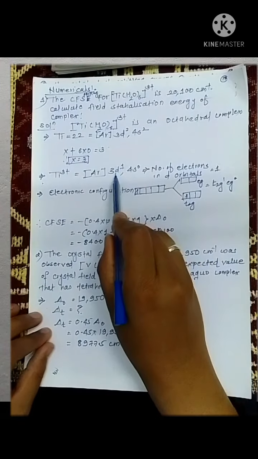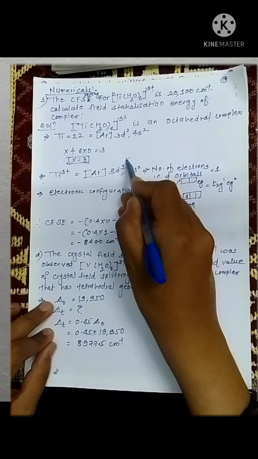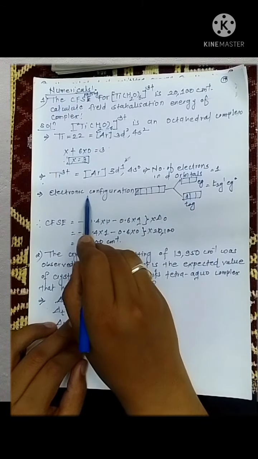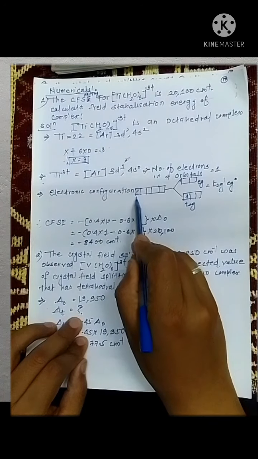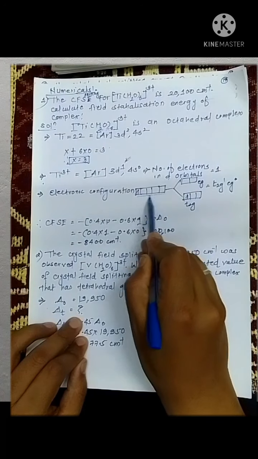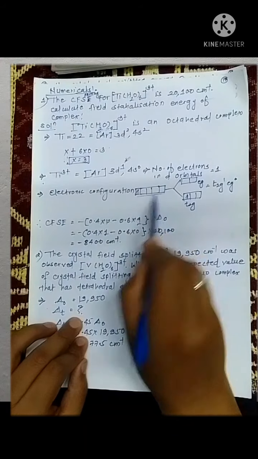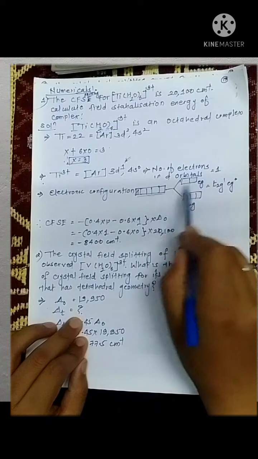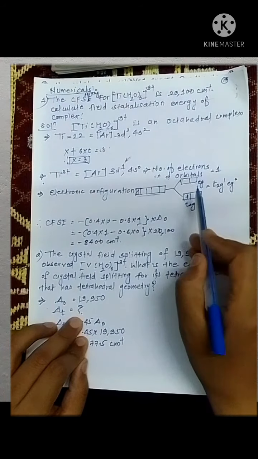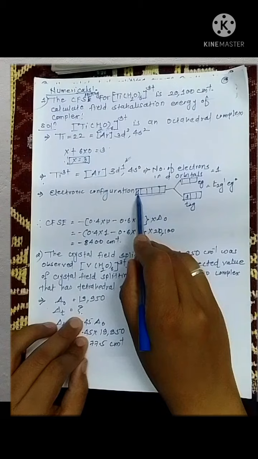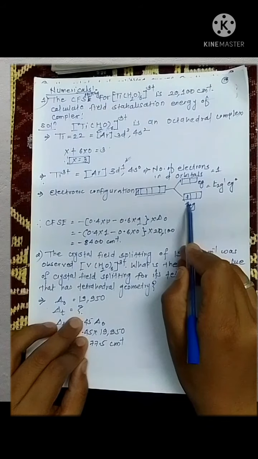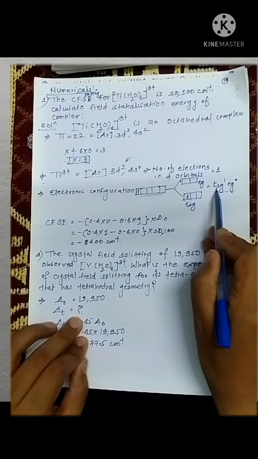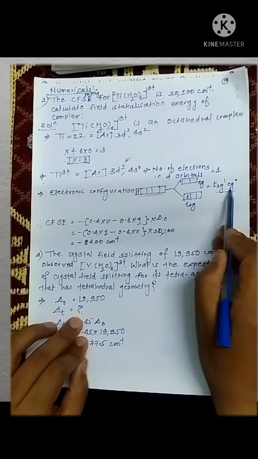So from here we know that there is only one electron present in the d orbital. So the electronic configuration can be written like this. This is the electronic configuration in the isolated atom, and when ligands approach, these d orbitals are split into two sets, that is Eg and T2g. Obviously this electron goes to the lower energy set, that is T2g. So the electron configuration can be written as T2g1 Eg0.